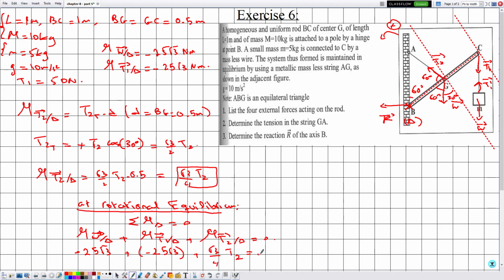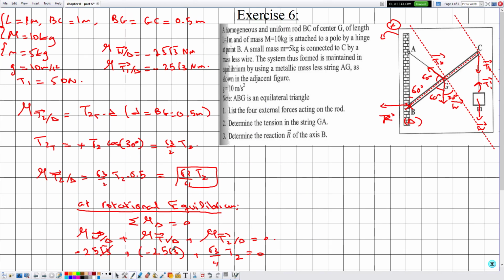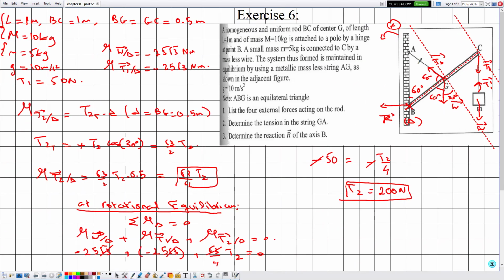So I have anticipated the fact that radical 3 will be a common factor, so we can directly remove radical 3, and here we can simplify by radical 3 because this is 0. So minus 50 is equal to minus T2 divided by 4, then T2 is equal to 200 newtons. T2 must be positive because the chosen direction of the tension T2 is correct. So T2 is equal to 200 newtons.